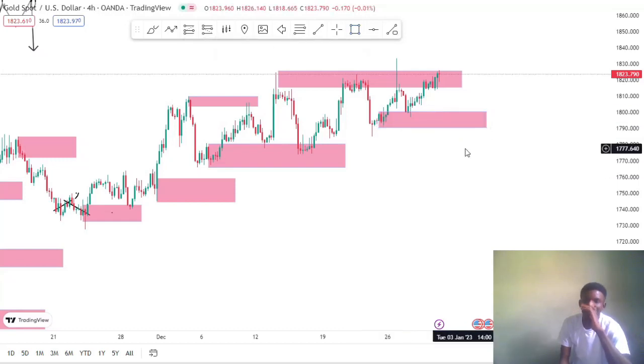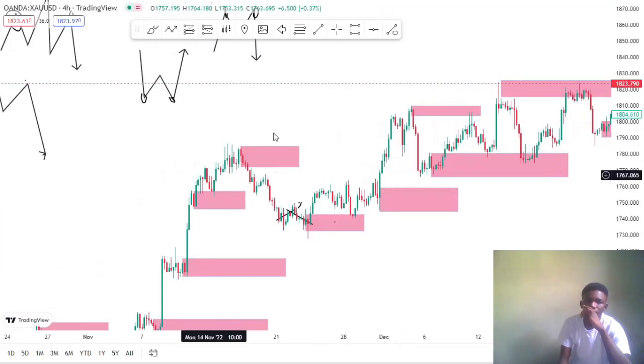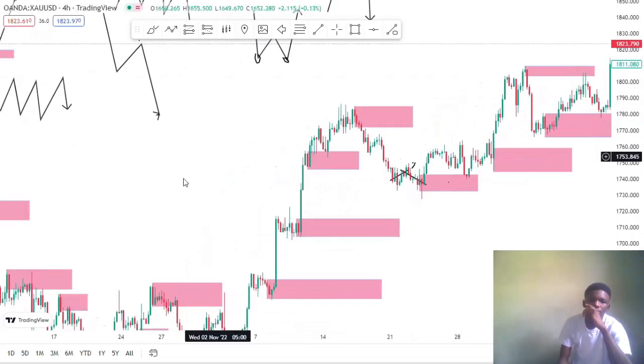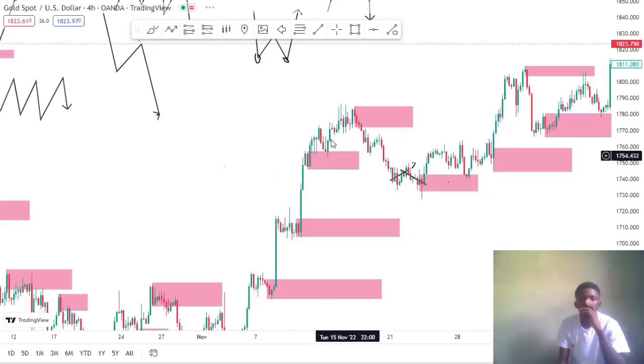Now, today is the second day of January 2023. If I must take a trade, to me we are just ranging within these zones. I must see a clear structure. Okay, let me take you a bit back.